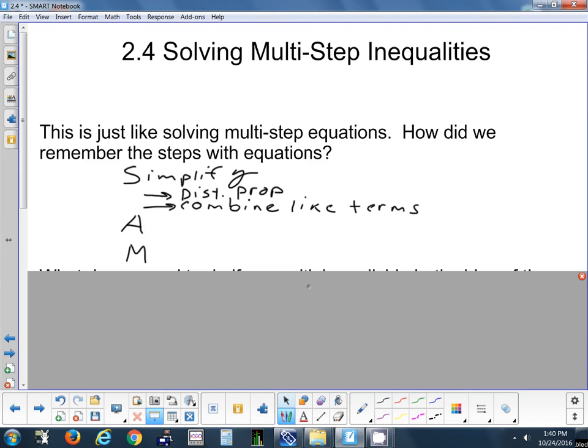How about the A in SAM? Okay, addition or what else? Subtraction. So, okay, under the A step, that's when we have to do any adding or subtracting. And that's the same thing we're going to do when we solve multi-step inequalities. Okay, we'll do our simplify, then we'll do our adding and subtracting. And then the very last thing we always do, okay, that's the M step. Multiply or divide. Yep.